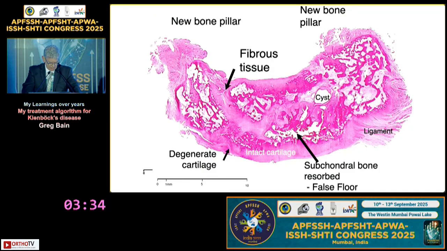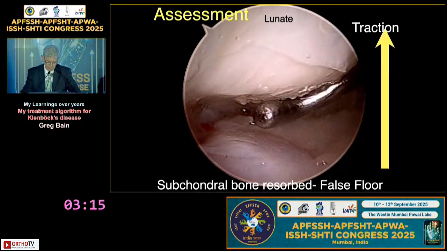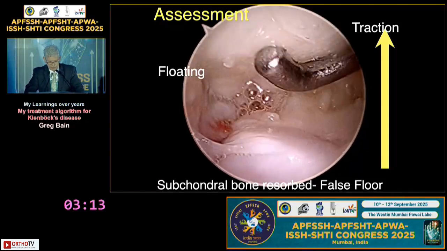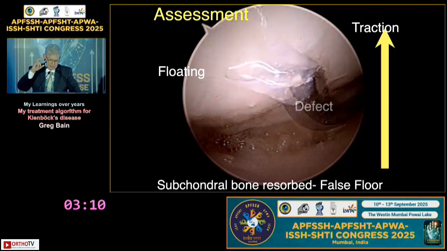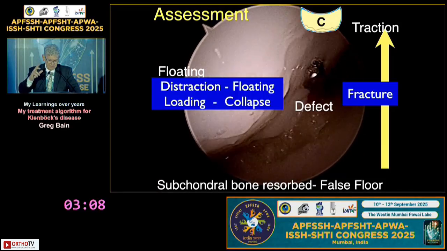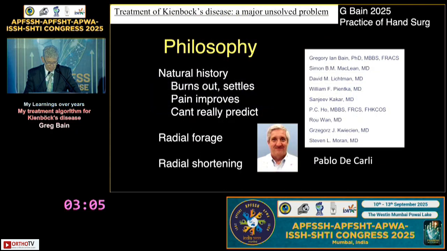If we look at this lunate that's been excised as part of a proximal row carpectomy, we can see that there's aspects of the volar and dorsal aspect of the lunate that actually look pretty good. There's new bone formation, but clearly there's subchondral bone plates being eroded, and we can see that there's a false floor and cystic changes. This is an example of the same sort of thing. We can see this floating subchondral bone plate. It has a defect in there. There's an associated fracture.